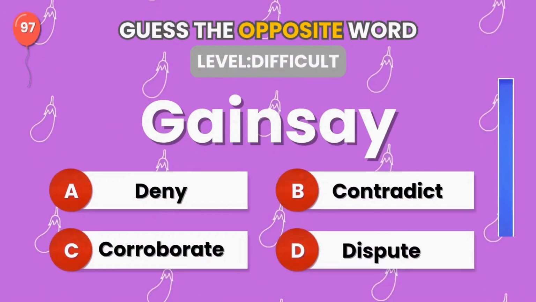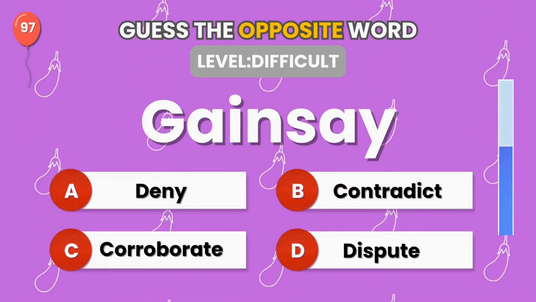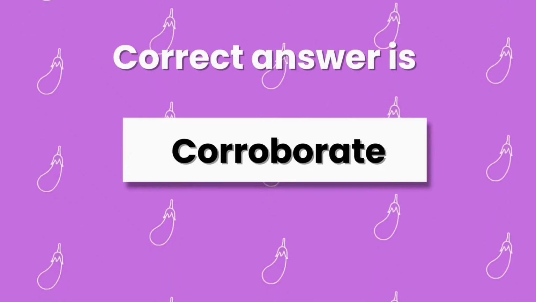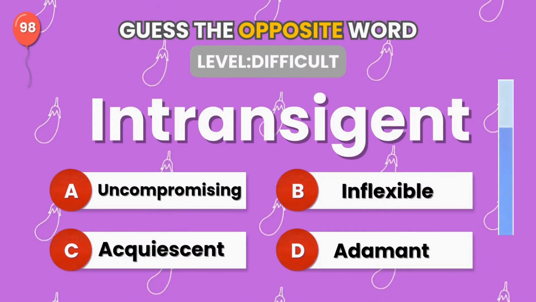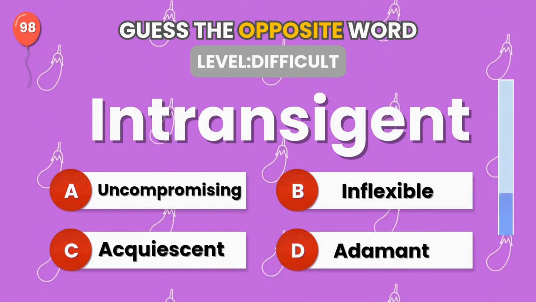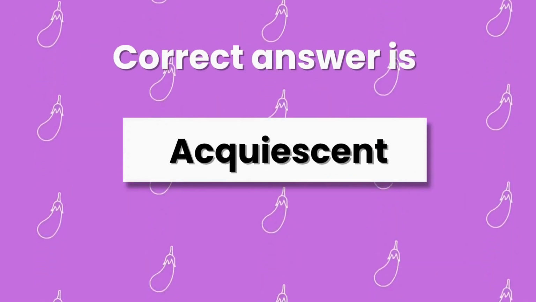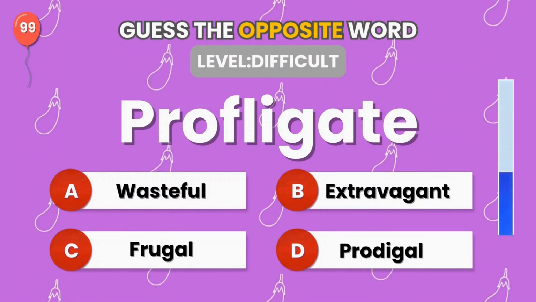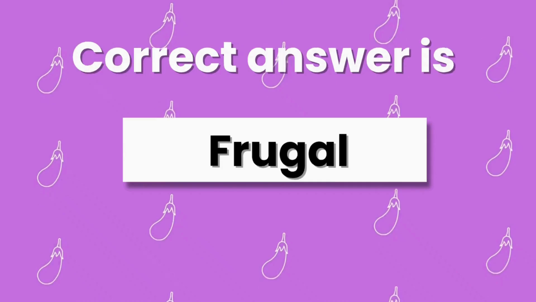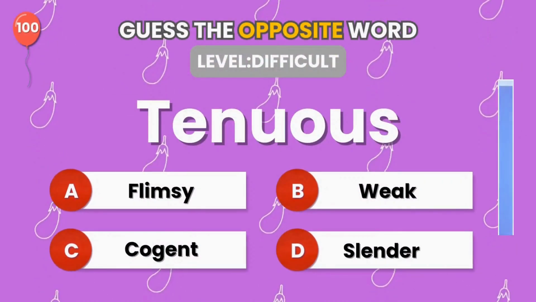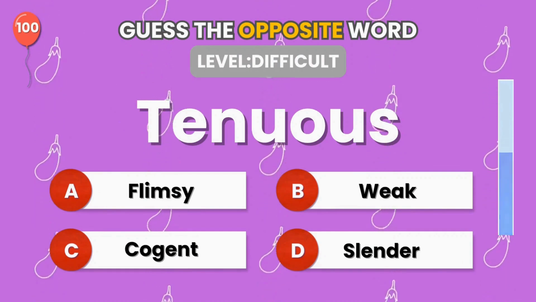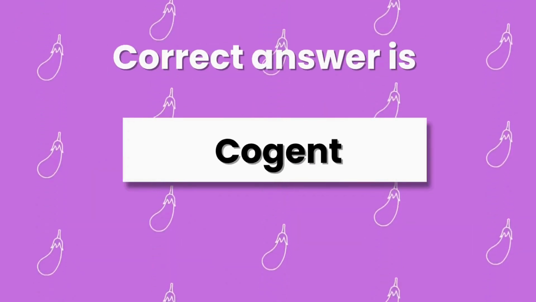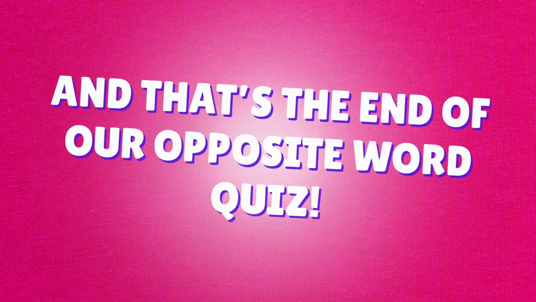Invigorate. Opposite of gainsay. Corroborate. Opposite word for intransigent. Acquiescent. Opposite of profligate. Frugal. Opposite of tenuous. Cogent. And that's the end of our opposite word quiz.